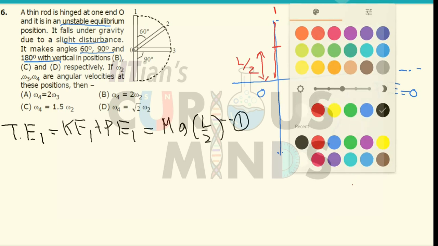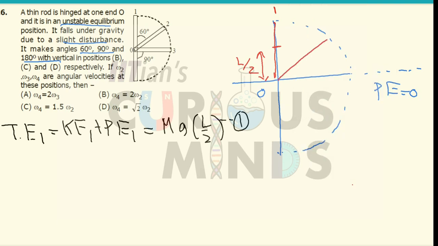Now when the rod arrives at a certain other position, let us say it makes an angle theta with the vertical. If this is the length of the rod, this height will be equal to L cos theta. So the center of mass will be at a height of L by 2 cos theta, which is half of that height.